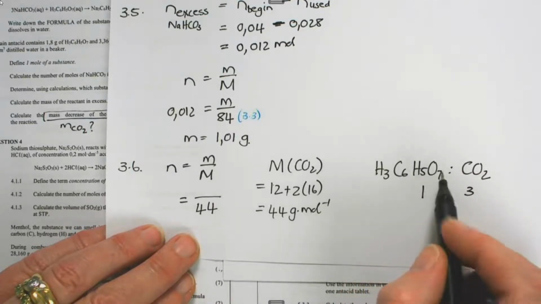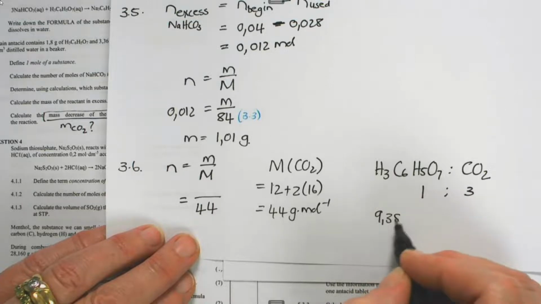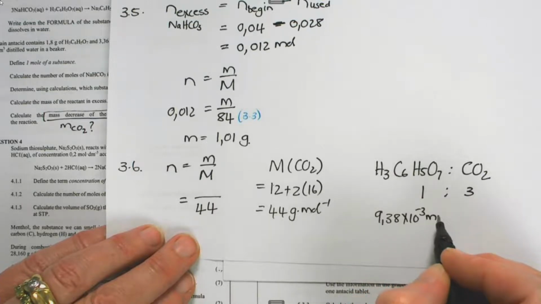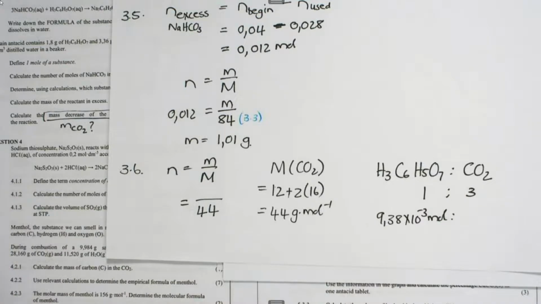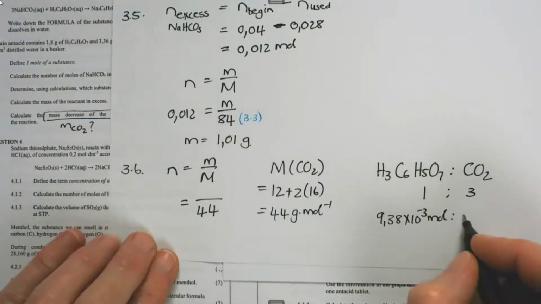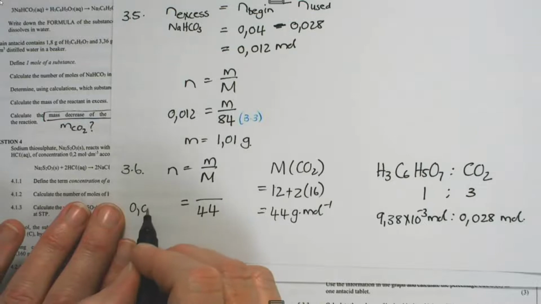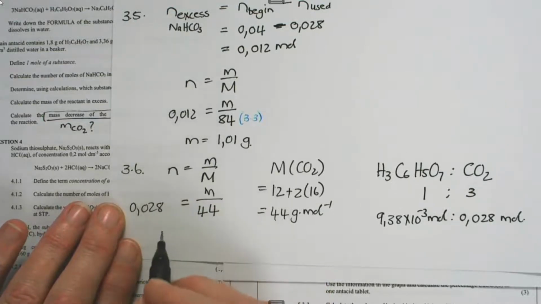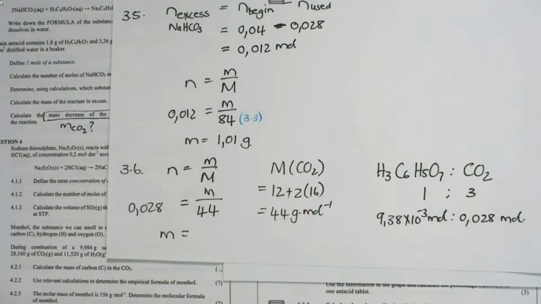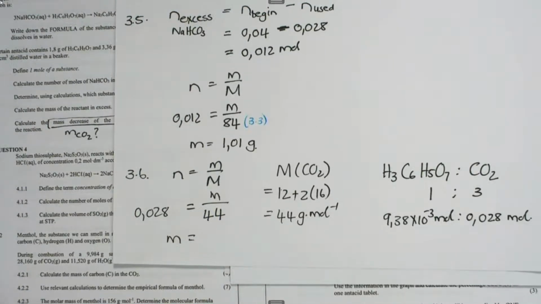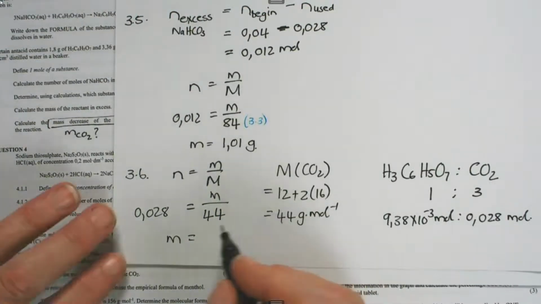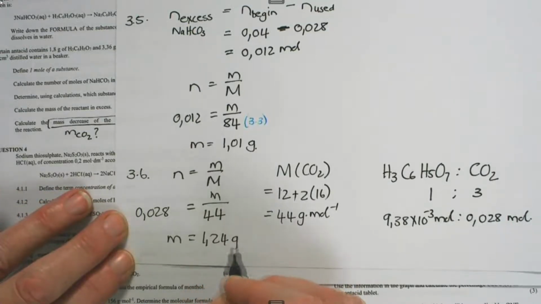So now I've worked out this as 9,38 times 10 to the negative 3 mole. I'm just going to get that on my calculator again. I must multiply it by 3 and divide it by 1. So this is 0,028 moles. I must calculate small m, so I take that 0,02814 times 44, and my answer is 1,24 grams.